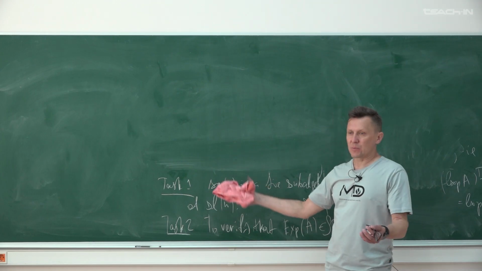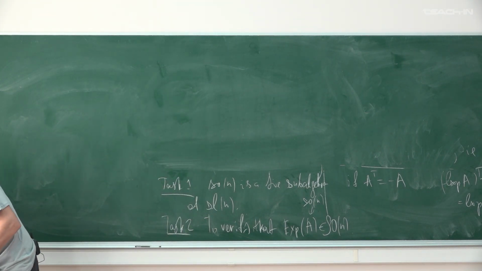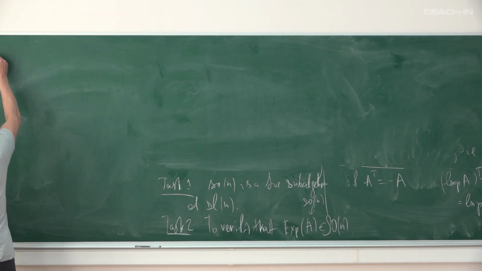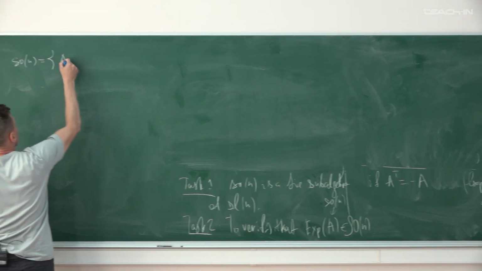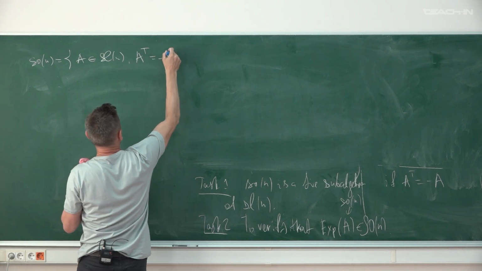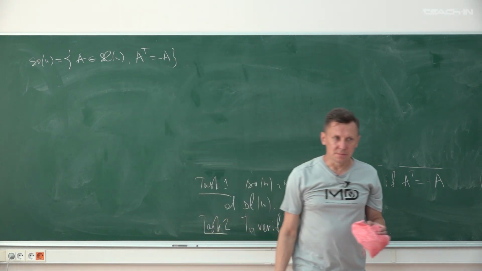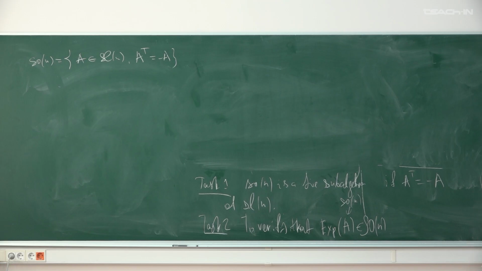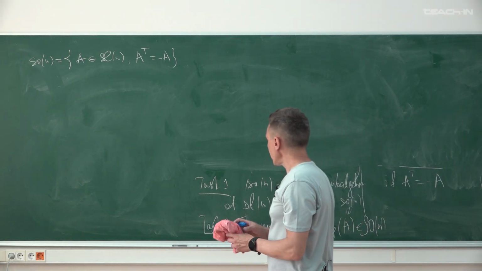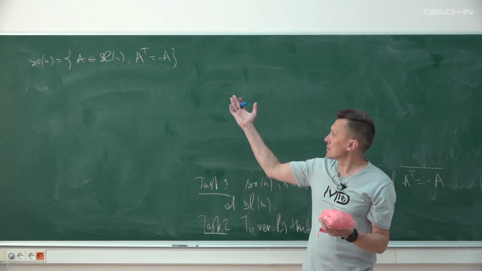So SO(n) is a subspace. I've defined it as a subspace of skew-symmetric matrices. SO(n) is the set of A in SL(n) such that A transpose equals minus A. So you need to prove it. What does it mean that it is a Lie subalgebra?